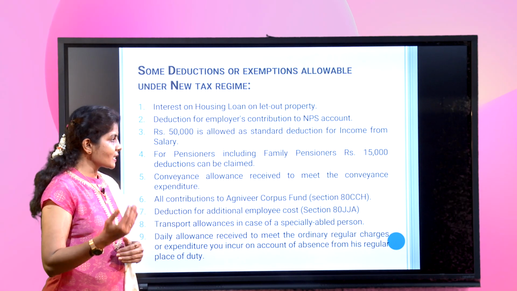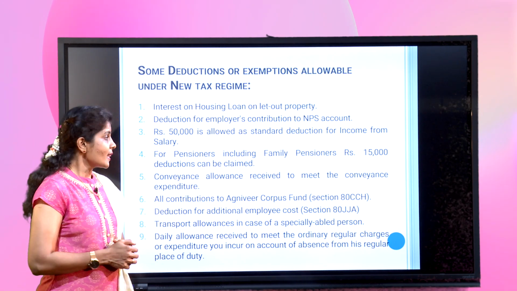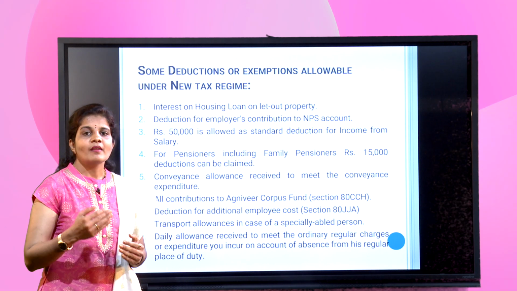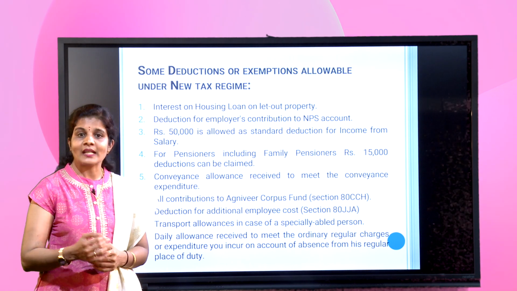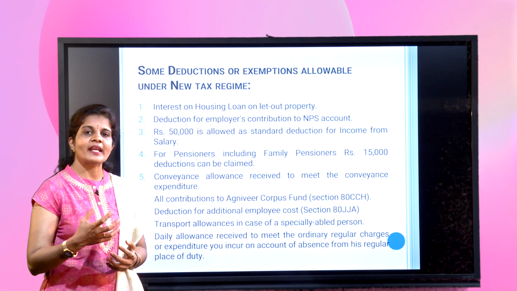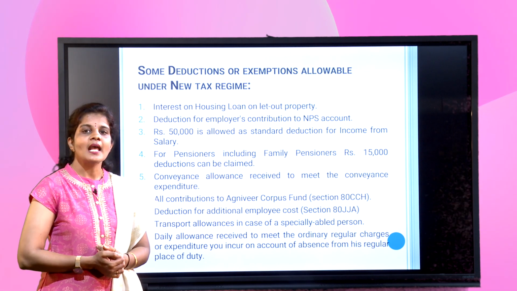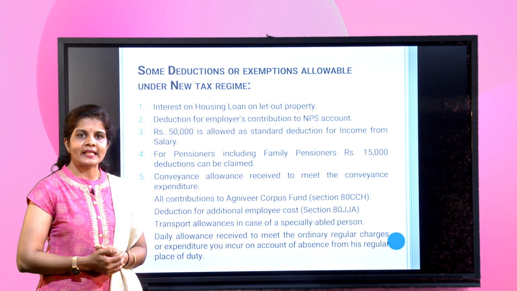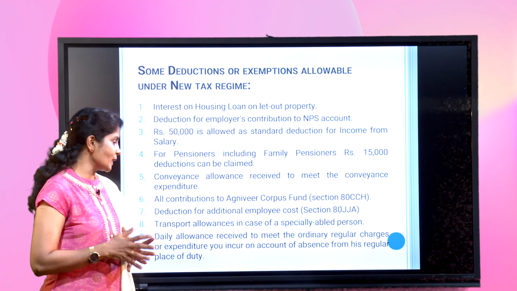Then further, conveyance allowance received to meet the conveyance expenditure, like for meeting the transportation expenditure. If any expenditure is incurred by an employee or an individual for an official purpose, that can be claimed.